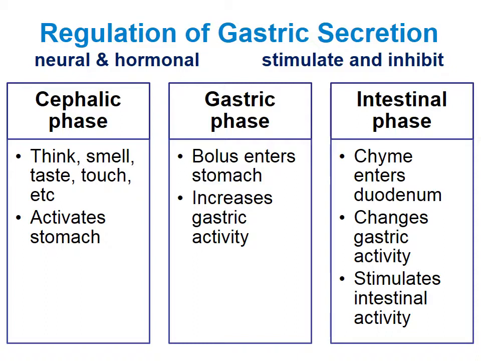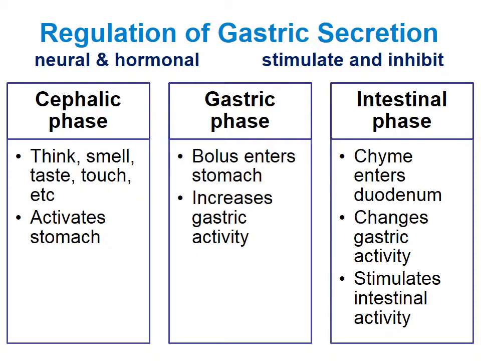Your cerebral cortex receives the stimuli and does a couple of things. 1. Fires long reflexes via cranial nerve pair 10, the vagus nerve, to your stomach to stimulate gastric secretion and motility. And 2. Stimulates salivation in the mouth.